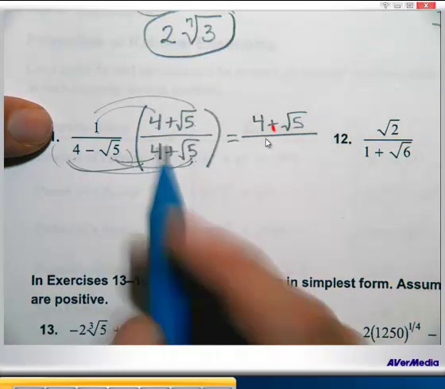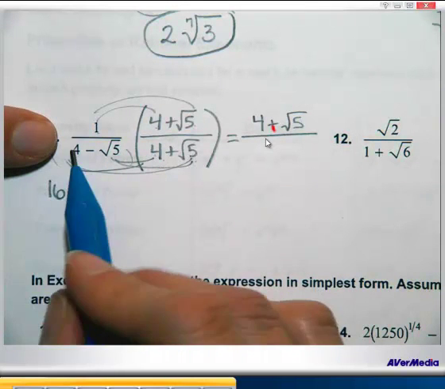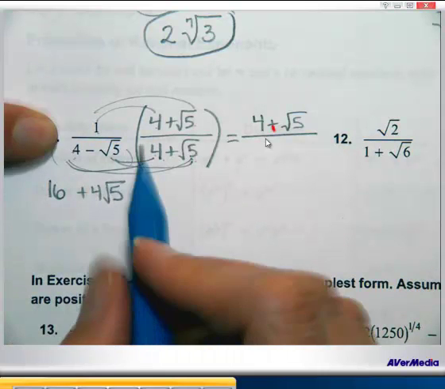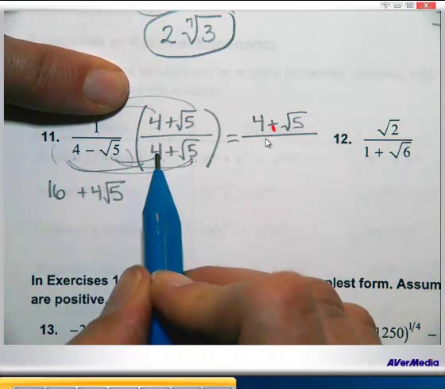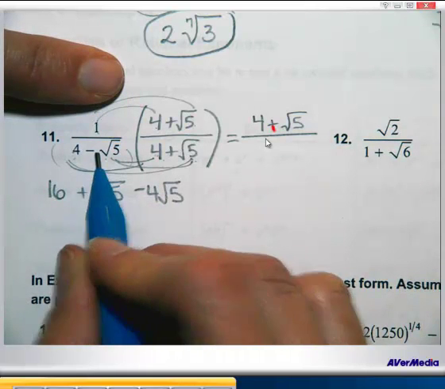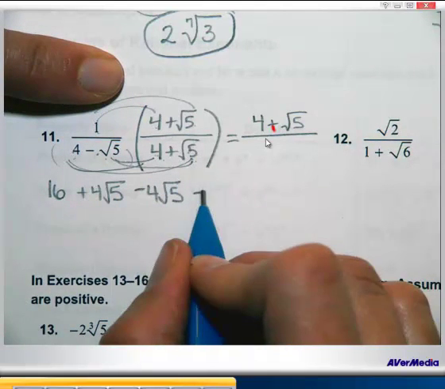4 times 4 is 16. 4 times root 5 is positive 4 root 5. Negative root 5 times 4 is negative 4 root 5. And negative root 5 times positive root 5 is negative square root 25.